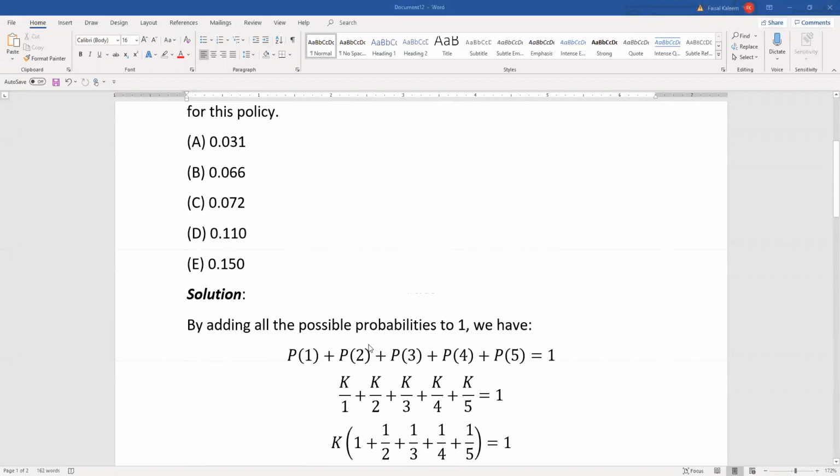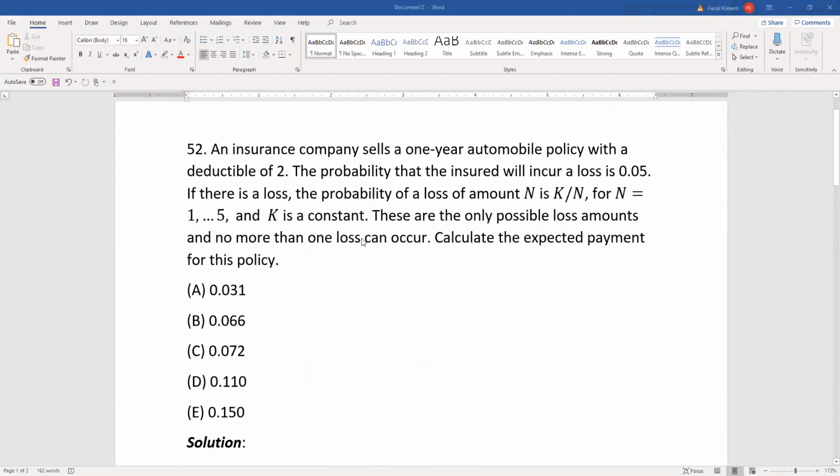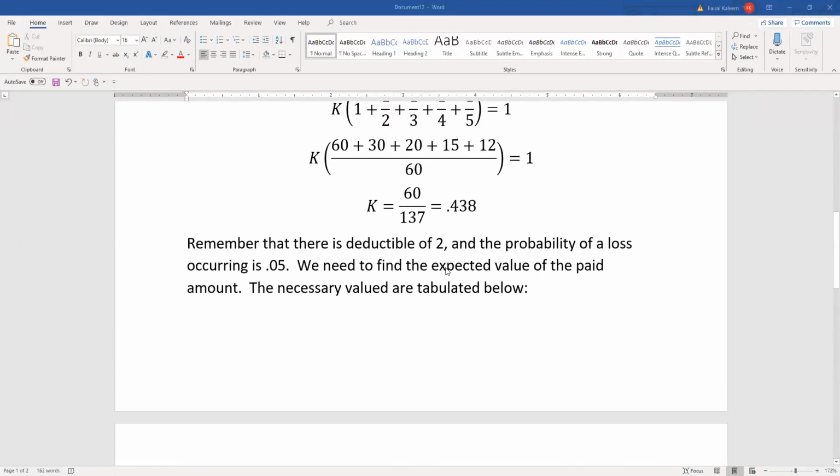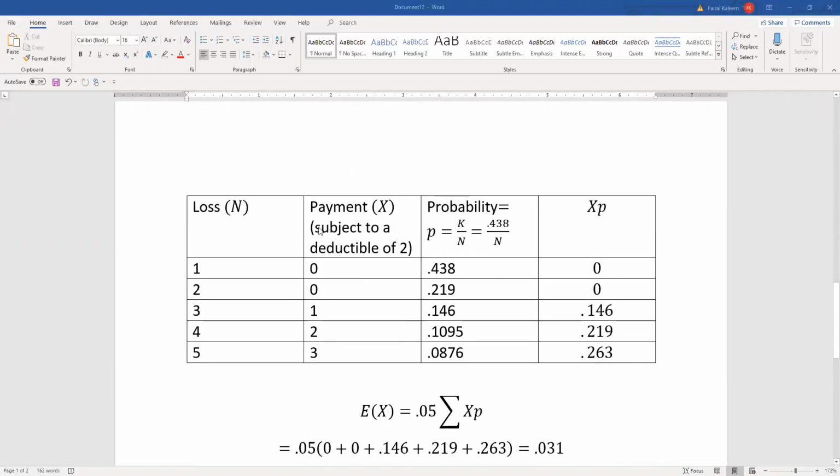Remember, you have to calculate the expected value of the payment and not the expected loss. And the payment will incur a deductible. Therefore, we tabulate the values for our convenience. So loss could be 1, 2, 3, 4, 5. Loss is n. And the payment, subject to a deductible of 2, will be 0.